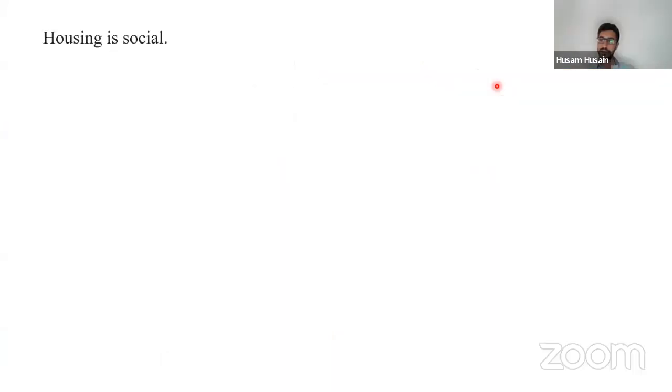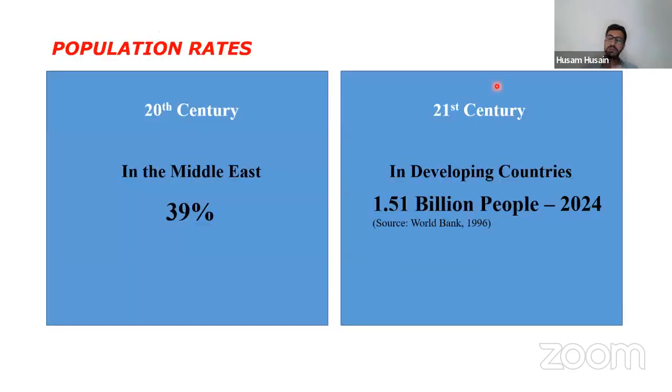And in both cases, they really have a big influence on social life. So housing is really social. Housing is about money. Housing is also political. If we look now at numbers and try to understand the population rates, in the Middle East in the 20th century, the population rate was about 39%. In the 21st century, in the developing countries of the Middle East, around 1.5 billion people were living or will be living in urban areas by 2024, so by next year.